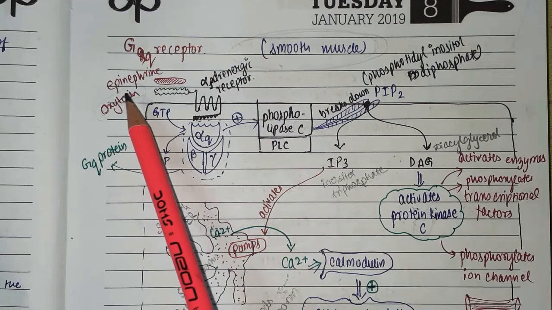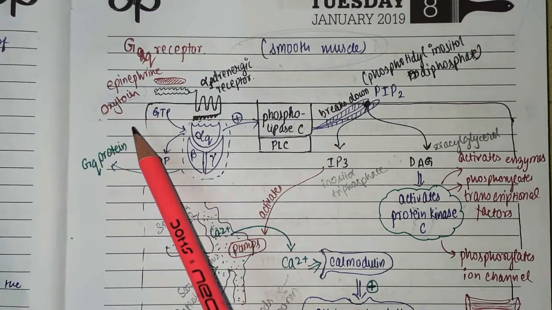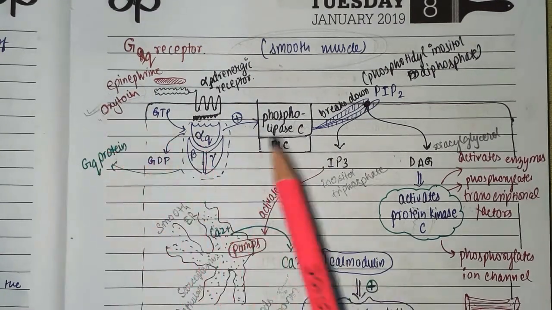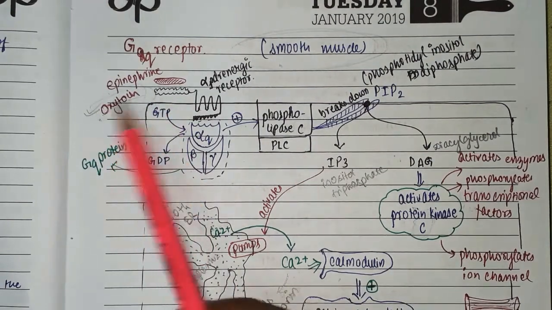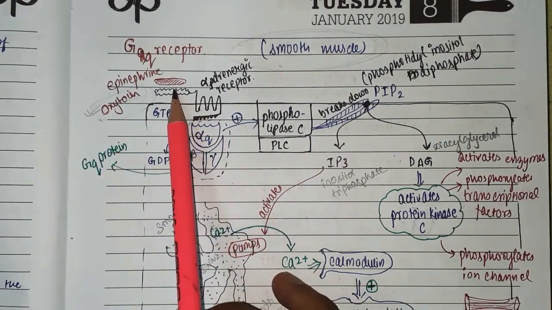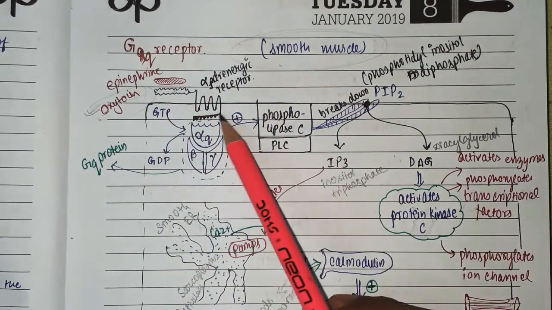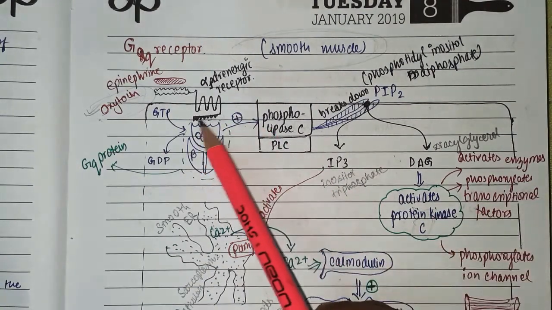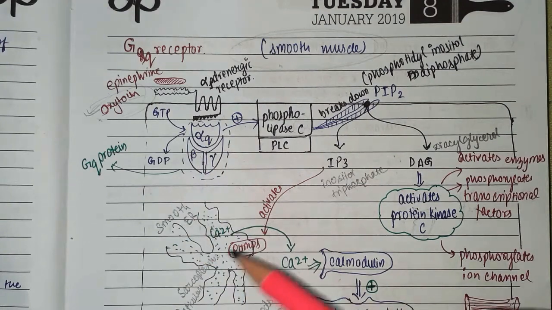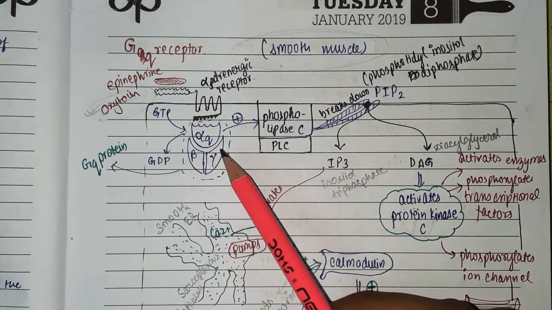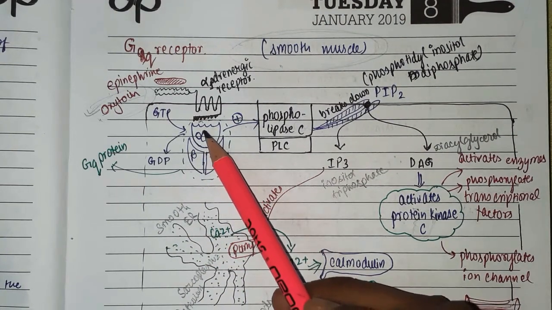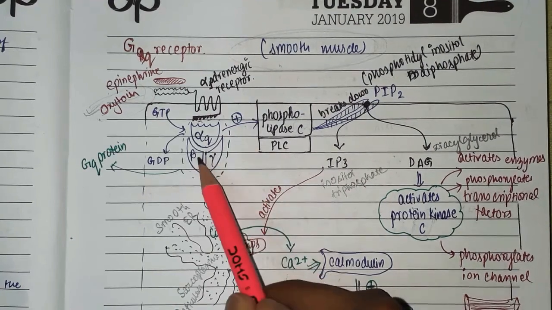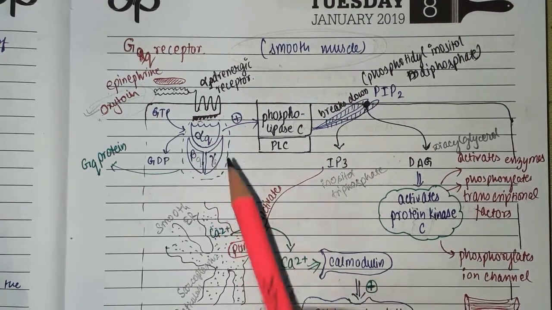So let's take an example of oxytocin or epinephrine. If we take oxytocin, it will be better. So if oxytocin stimulates the receptor, the receptor will undergo certain changes, and it will in turn stimulate the G protein that is associated with the receptor. This G protein has 3 subunits: the alpha q, beta q and the gamma q subunits.